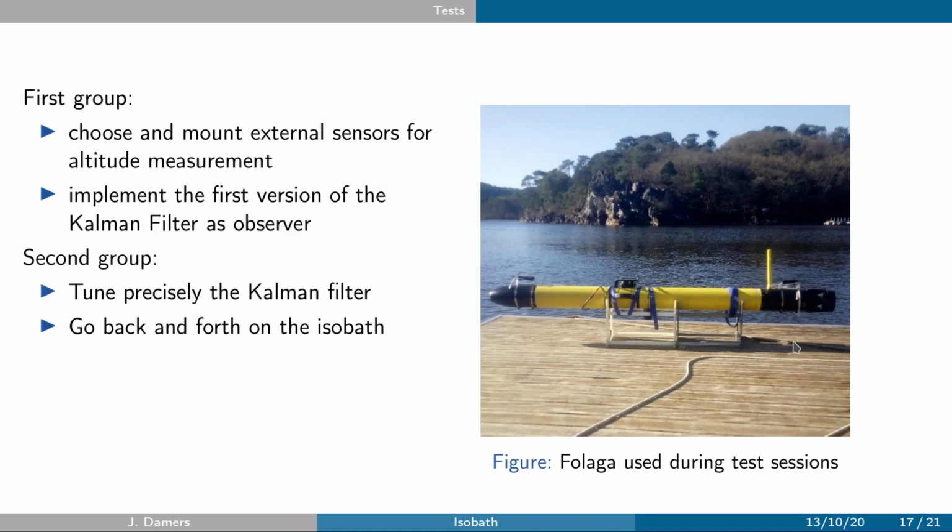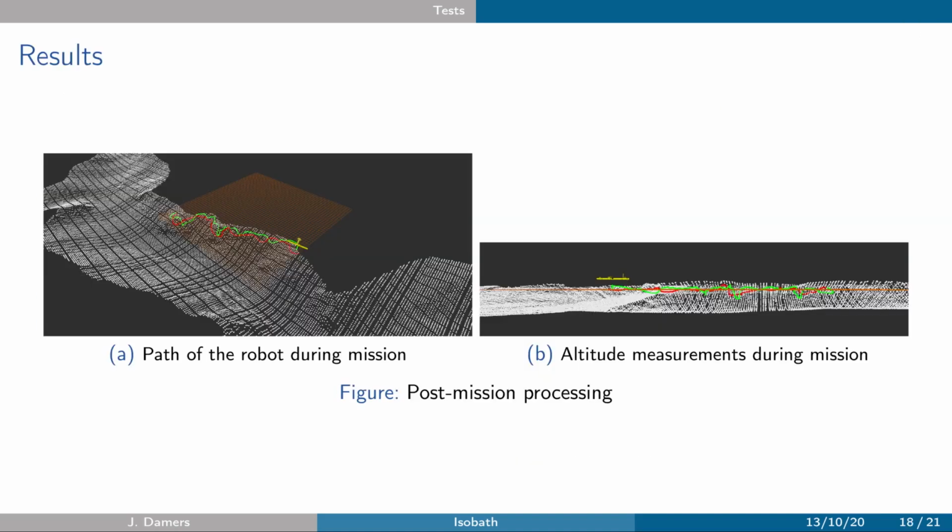And they were able to go back and forth on the isobath, following it one way for 10 minutes and going back for 10 minutes. So here are the results made by the second group. So the robot is at its starting and final position. In green is depicted the path of the robot when it's going away, and in red is depicted its path on its way back. In orange we have the horizontal plane at 10 meters depth, because we want to follow the isobath at 10 meters depth. And in white is depicted the depth evolution of the lake.